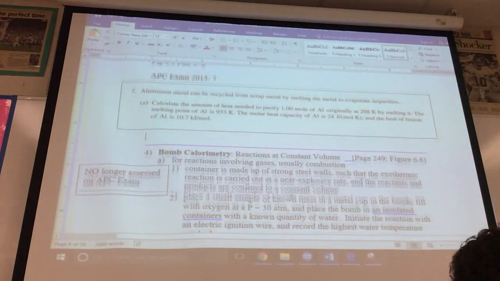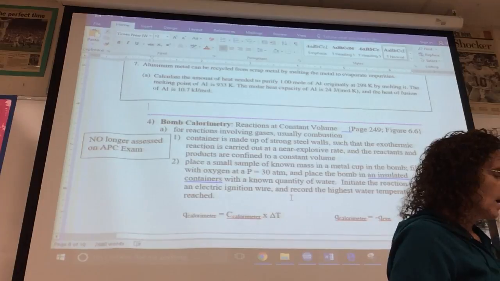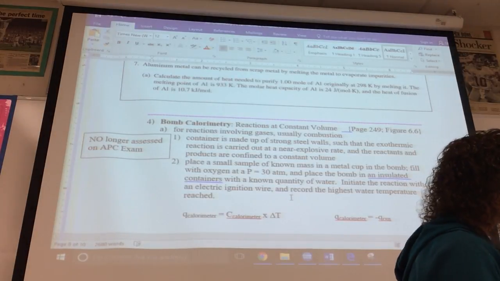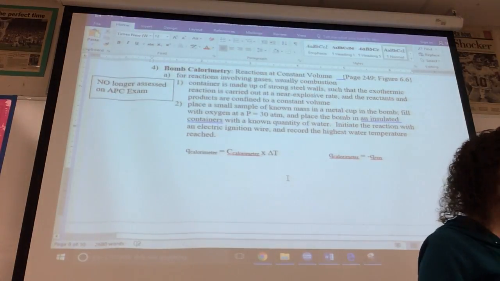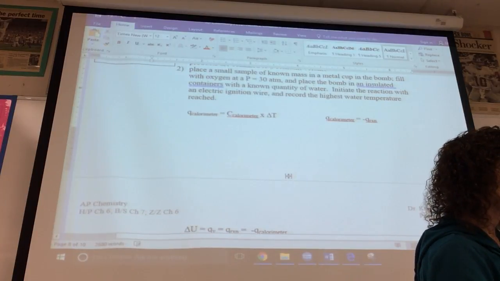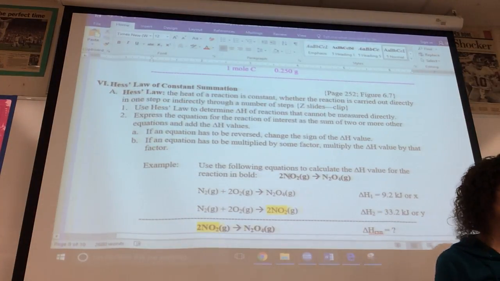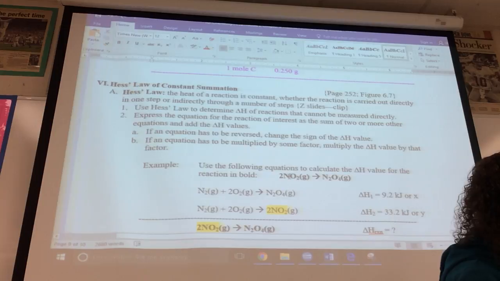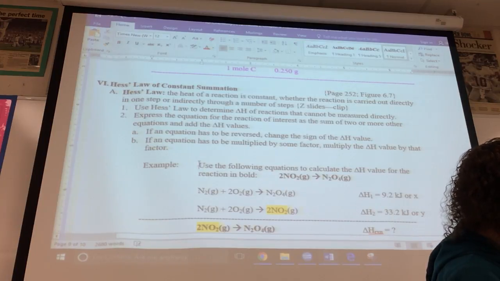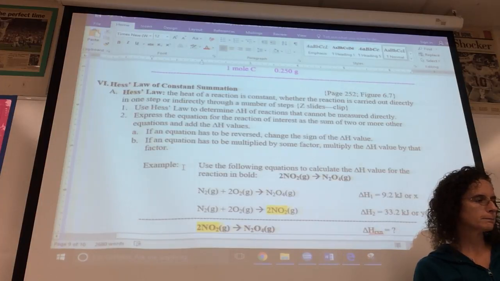You'll be fine. All right, a couple things I want to finish up before the break. Bomb calorimetry we no longer assess, although interestingly it sort of sets you up nicely, but we don't do it anymore, so we're not going to deal with it. And then I do want to get into Hess's Law. This looks nasty, but it's really pretty easy once you get the hang of it.